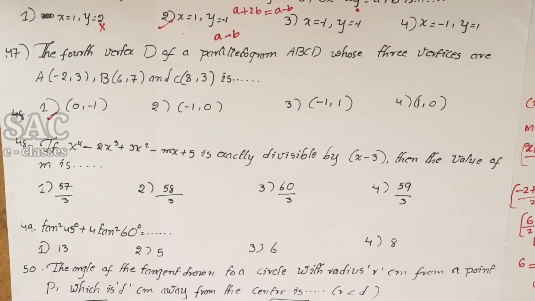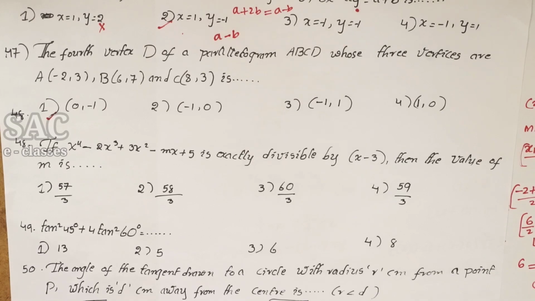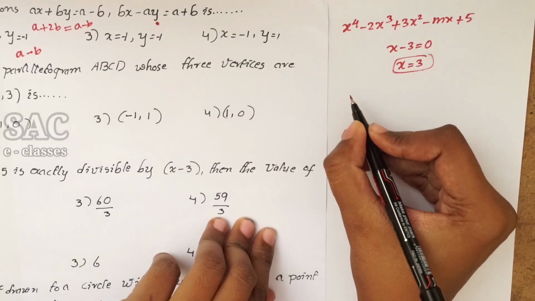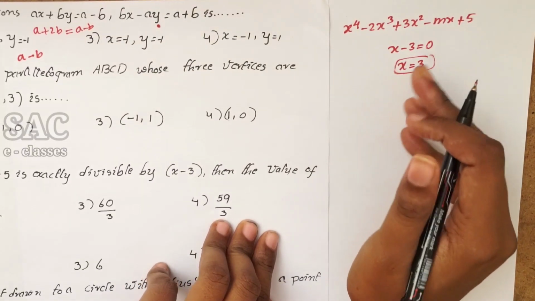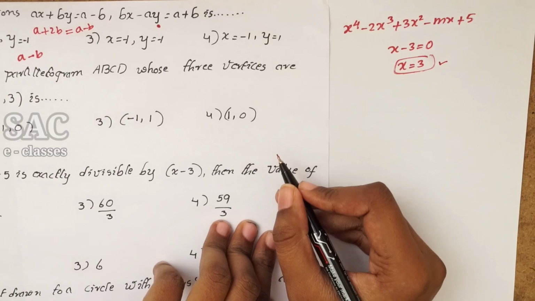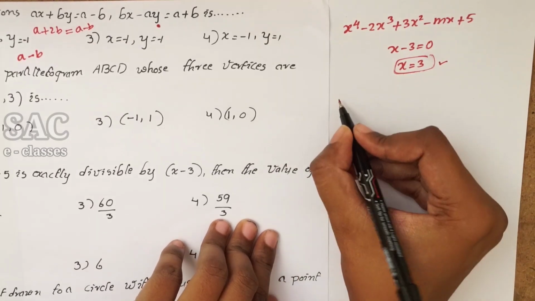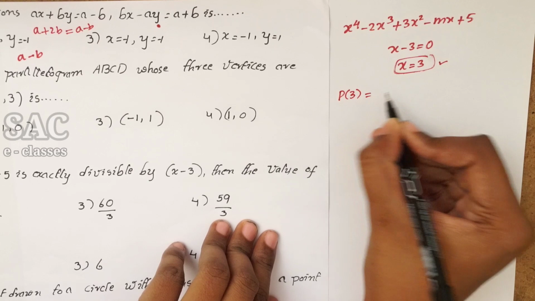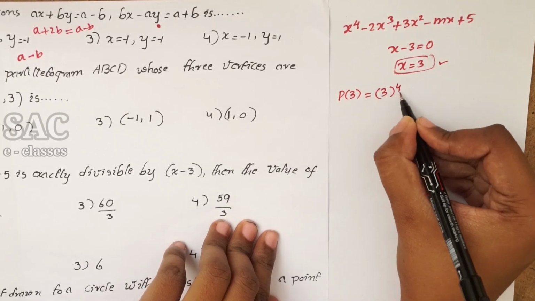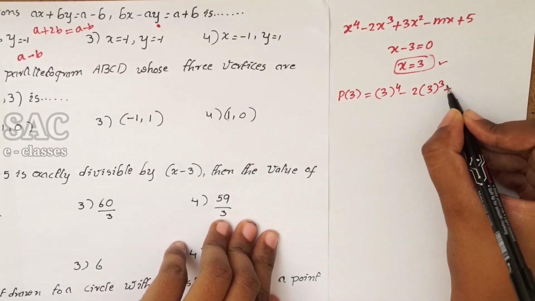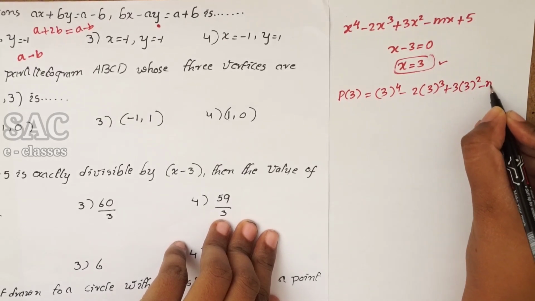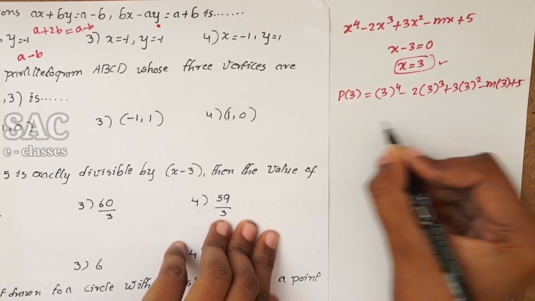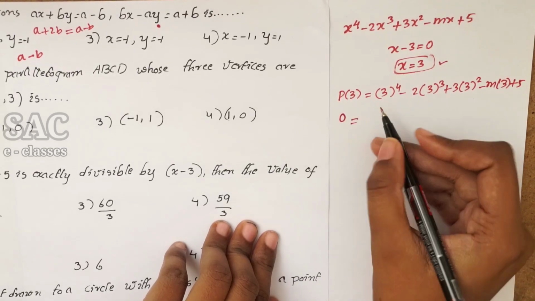Now coming to the 48th one, x power 4 minus 2x cube plus 3x square minus mx plus 5 is exactly divisible by x minus 3, then the value of m is. Now if it is divisible by x minus 3, we have to use the remainder theorem. The zero of the polynomial is 3 and p of 3 is its remainder. So 3 power 4 minus 2 into 3 cube plus 3 into 3 square minus m into 3 plus 5. Anyhow it is divisible, they said, that's why the remainder is 0.